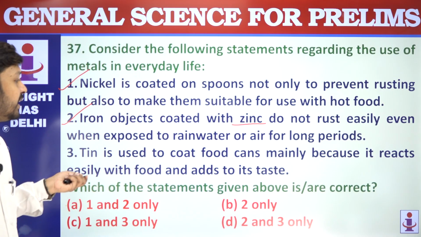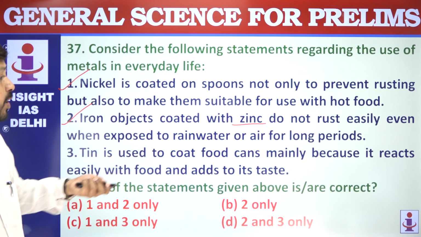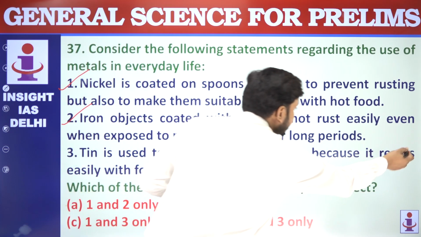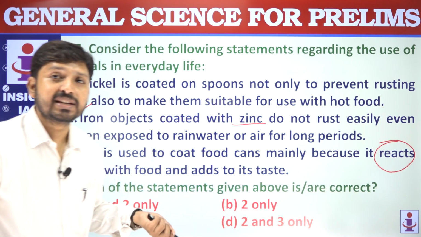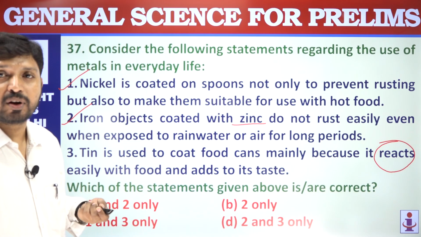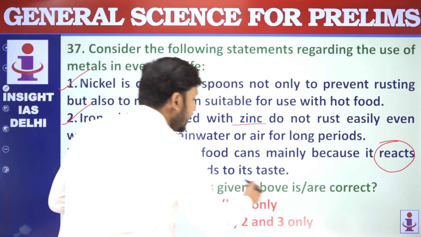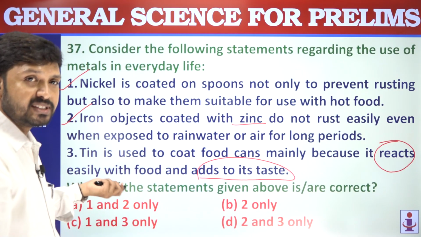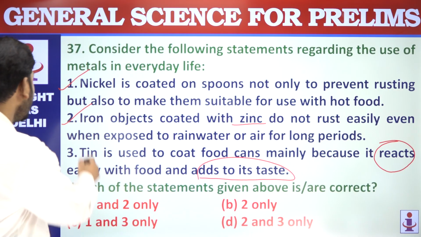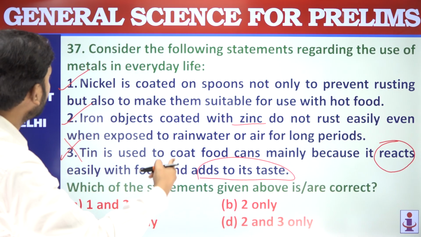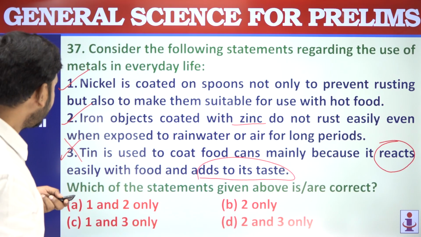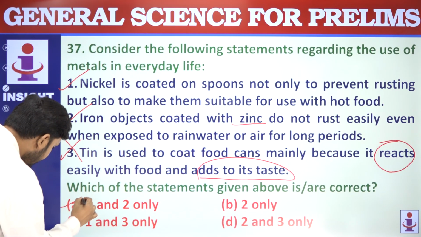Okay, so tin is used to coat food cans mainly because it reacts easily. No, why? If it is reacting easily, why would we use tin? It will be harmful for our body, right? So it won't react easily with food and add to taste. No, it won't add any taste to the food. It is very stable, that's why you use that. So this is a wrong statement. So 1 and 2 are correct, the third one is wrong, and they are asking for the correct statement. So 1 and 2 are there in option A.